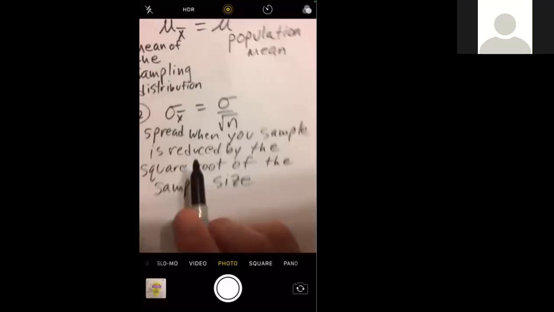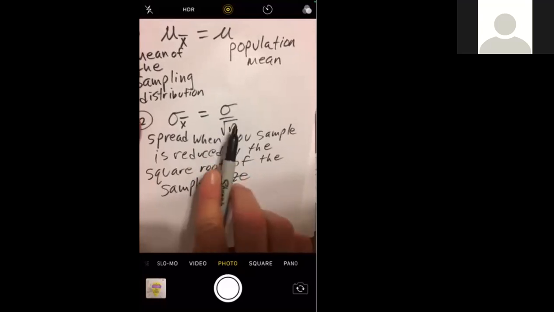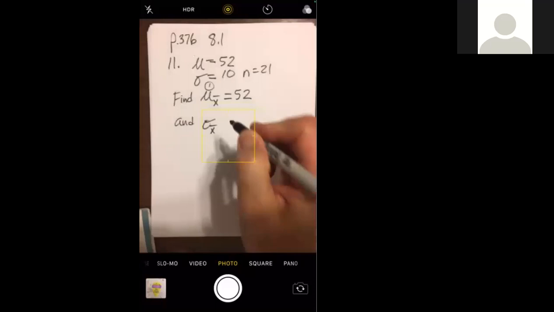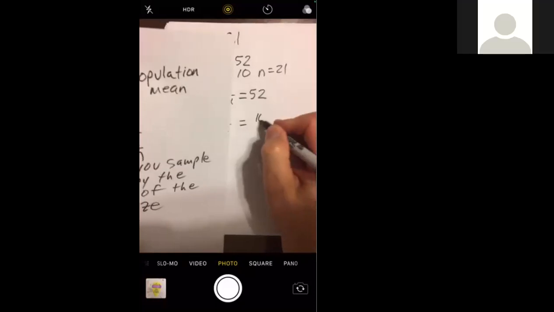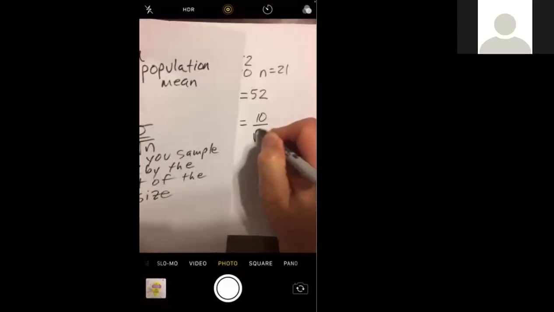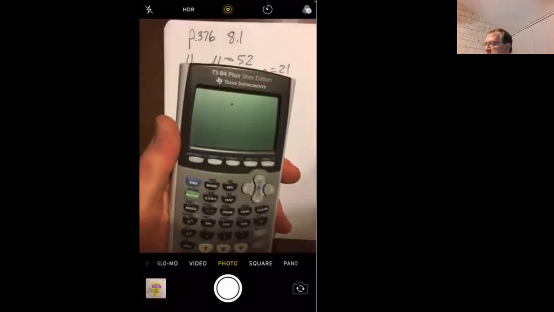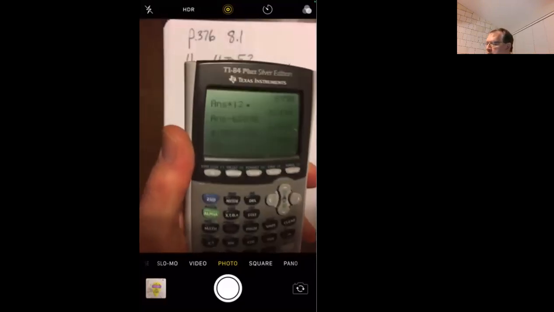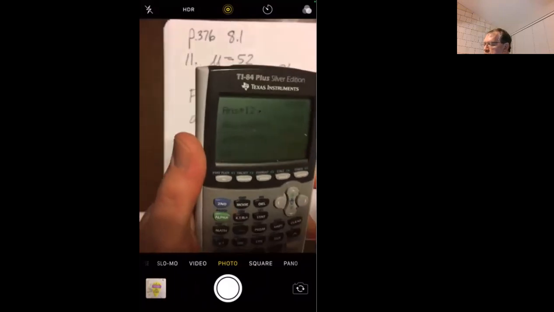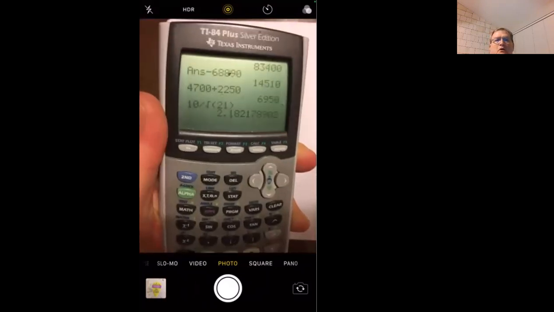There's a little more work to do on this. They give you this and the n, and it's a matter of dividing by the square root of that n. So following that formula, the standard deviation is 10 over the square root of 21. Usually keep a couple of places. Divided by square root of 21. We'll call it 2.18.